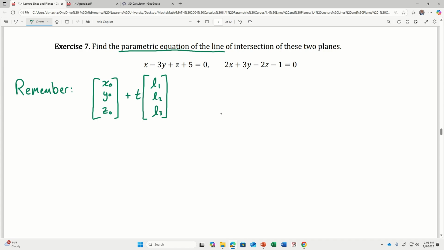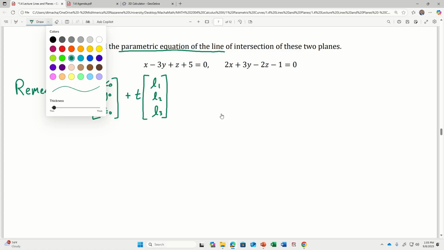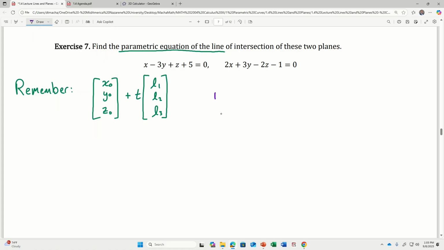The real question, though, is how do I find what is going to be my x naught, y naught, z naught? And how do I find out what is going to be my L1, L2, L3? In other words, how do I really flesh out this equation for the line? There's going to be a few steps here. Number one, define the normal vectors for each plane, right? Plane 1, plane 2, they're both going to have a normal vector.